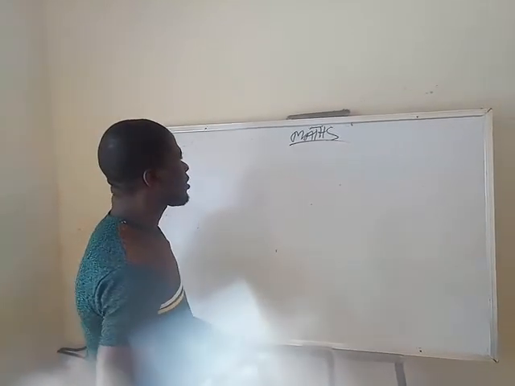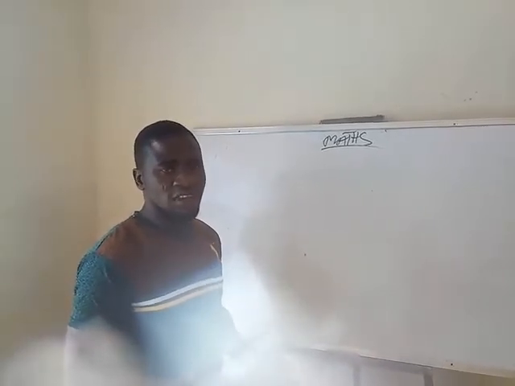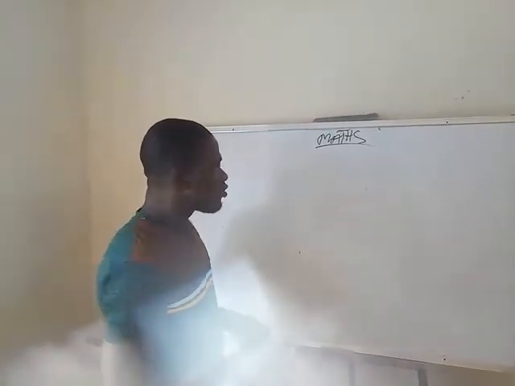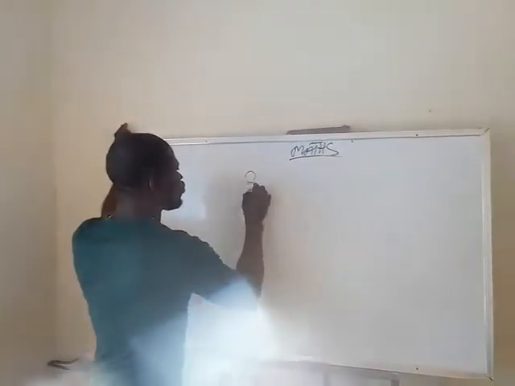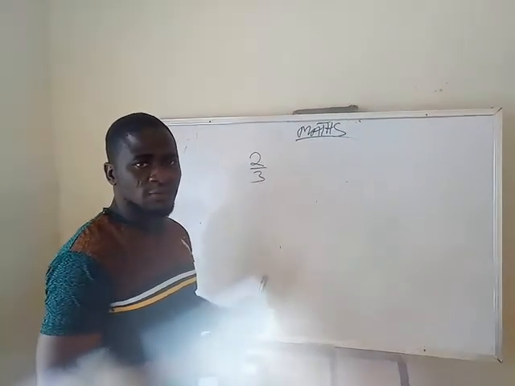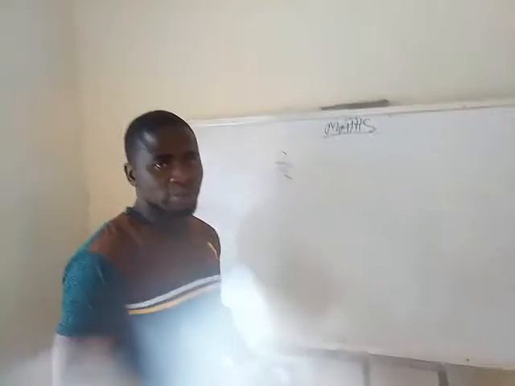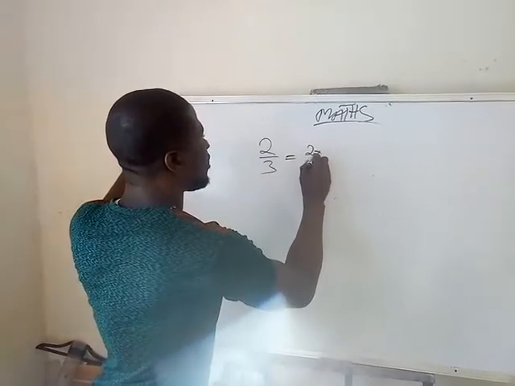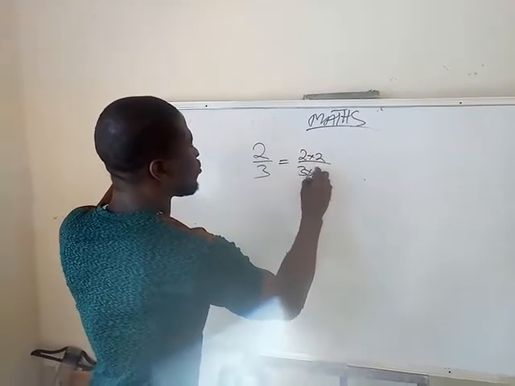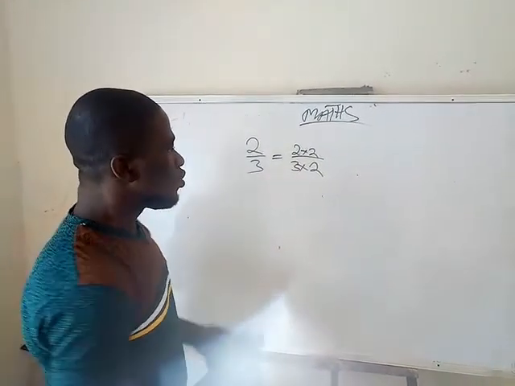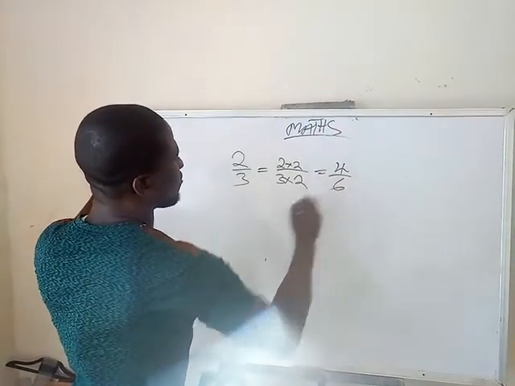So let's solve one or two examples in equivalent fractions. Like I said, the value does not change. The only thing that changes is the number, the figure. So let's say you are given 2 over 3 and asked to find 2 or 3 equivalent fractions of 2 over 3. I want to use 2 to multiply. This is 2 times 2 over 3 times 2. Whatever you are doing at the numerator, you also do the same thing at the denominator. So here I will have 4 over 6.